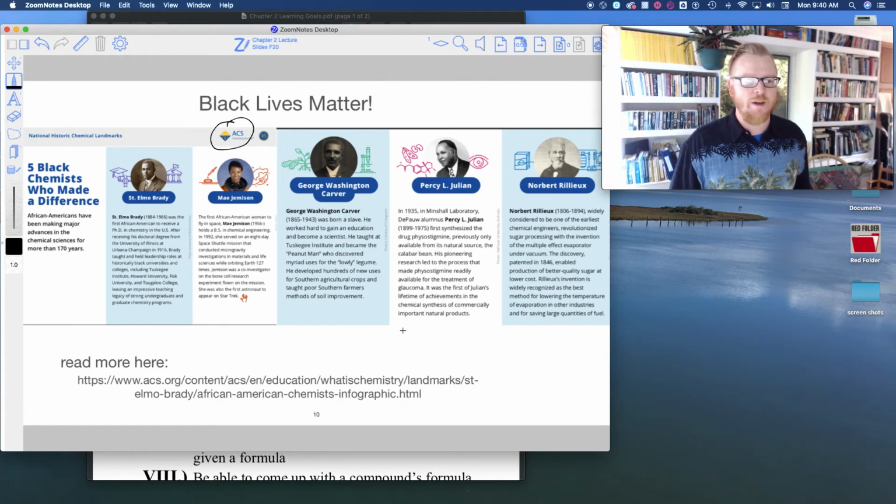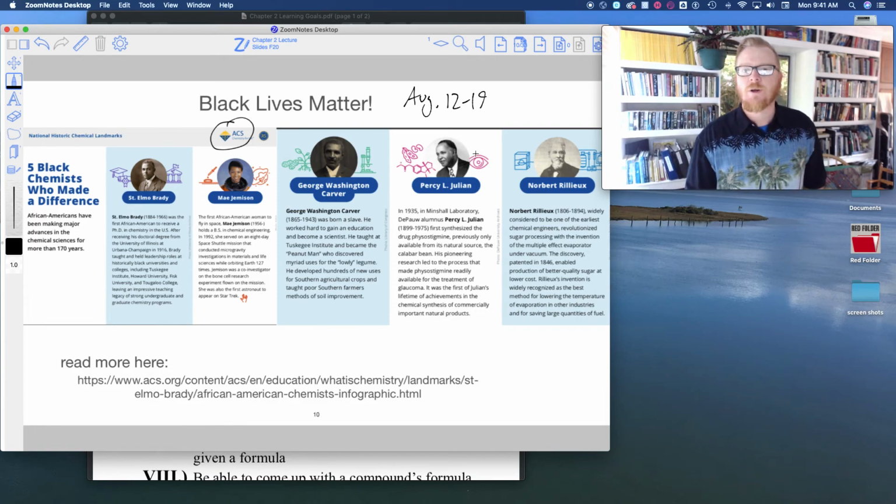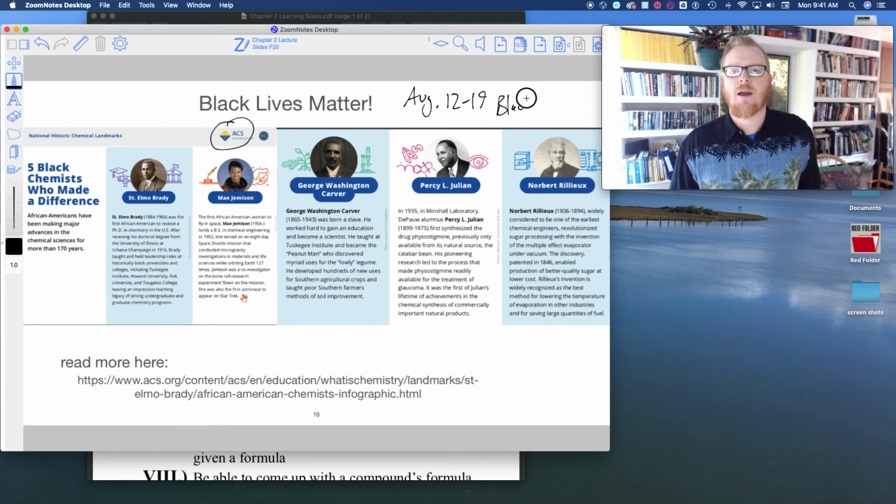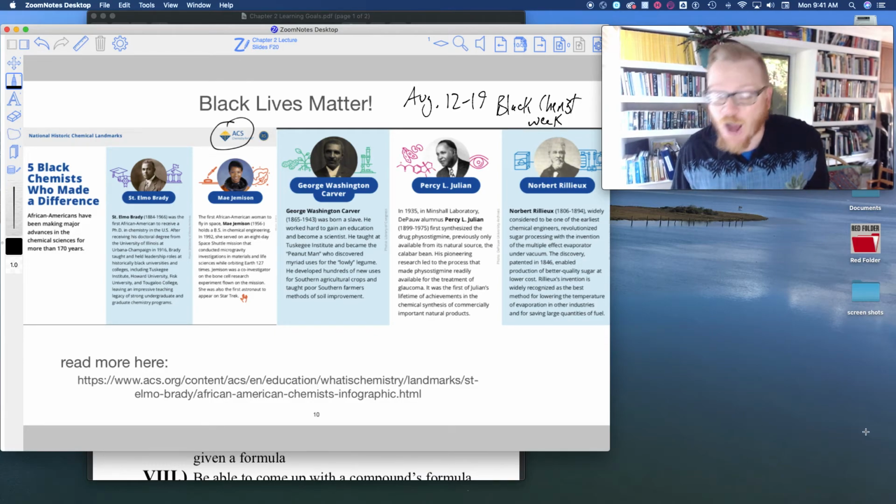This is a really cool infographic that was made this year. Black Chemists Week was August 12th through 19th this year. So that's when this document came out. Okay, so just the week before we got to school was Black Chemists Week. So I put a bunch of stuff on my Twitter. You should check that out.